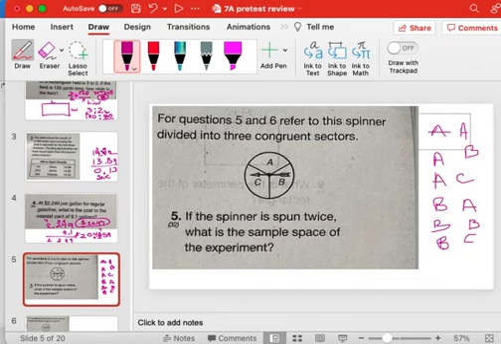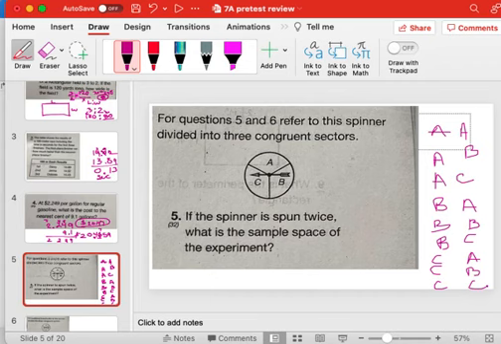And then lastly, the first spin could be a C. So we'd have a C and a C and a C. I'm going to try to fit them in a column. And then we would have CA, CB, CC. So a sample space is just a systematic way that you're going and writing all of these.